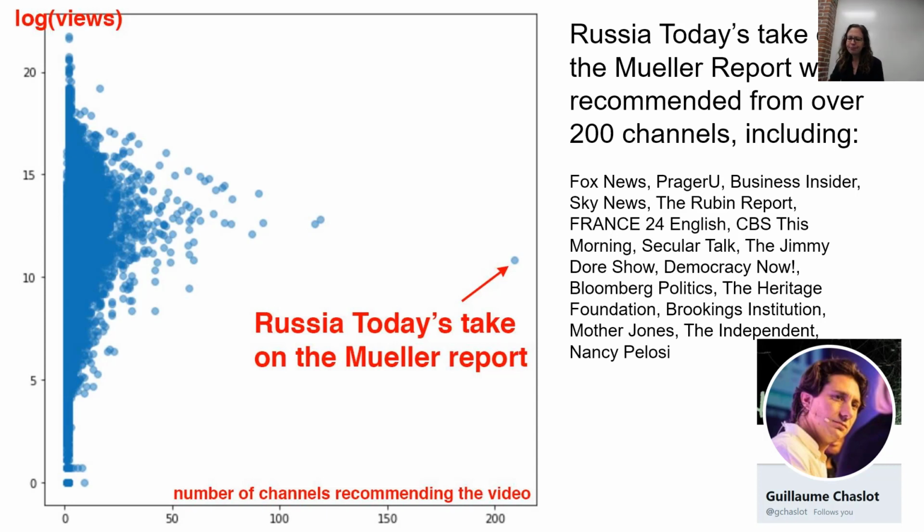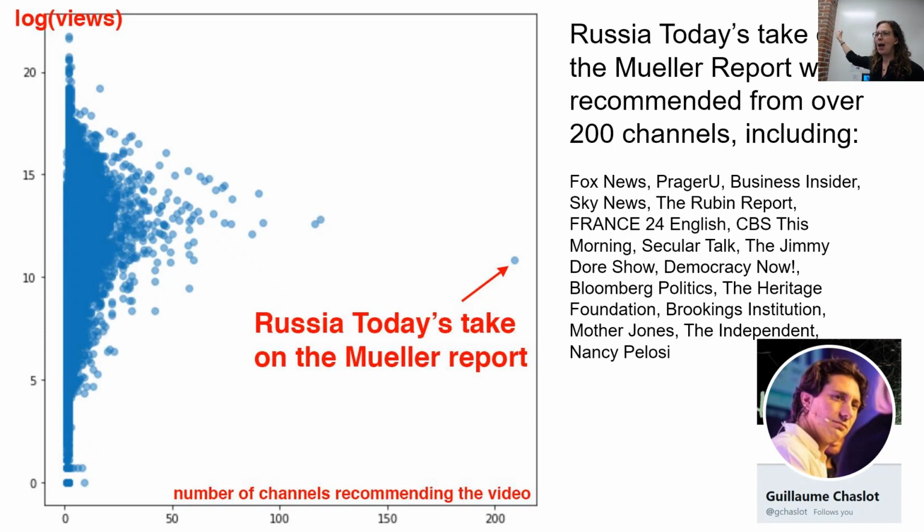This is a great graph that Guillaume Chaslot put together. He has software he's written that opens a browser with no history and then follows the chain of recommendations that he gets on YouTube, and does this at scale to study it quantitatively. So in this graph, the x-axis is showing the number of channels recommending a video. The y-axis is the log of the views per video.